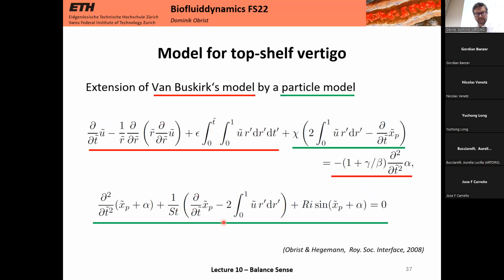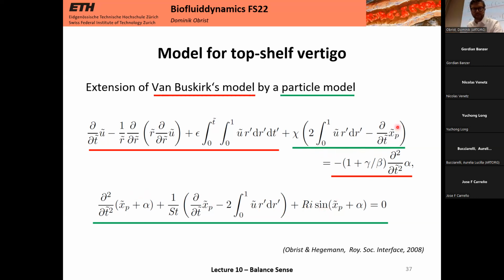This here is the Stokes drag. It's all written here in dimensionless parameters. And the third term here is the gravitational force. So again, it's a second-order ODE, and we have a second derivative here for the position, a first derivative for the velocity, and this here, if we linearize the sine, is like a reaction force. So this is what the particle is doing.